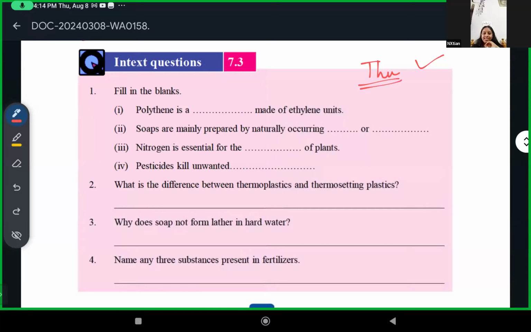I'll write the rules and share them in the group. Next week, Thursday, be prepared. Prepare both chapters well, the 6th and 7th chapter. It will be verbal, online.